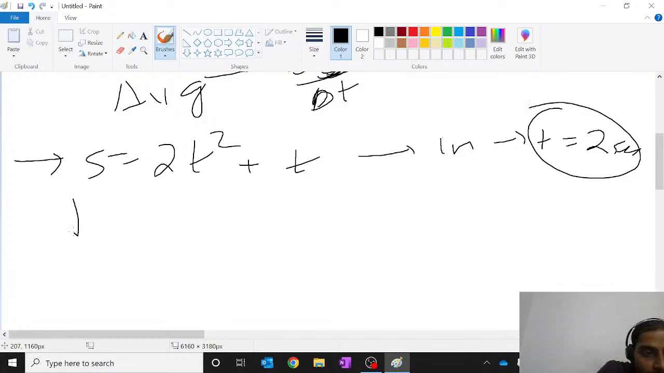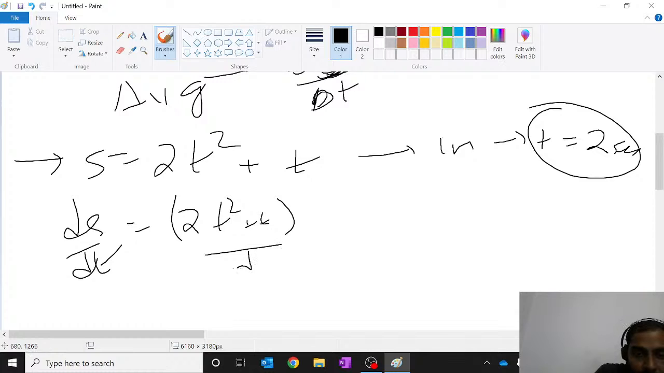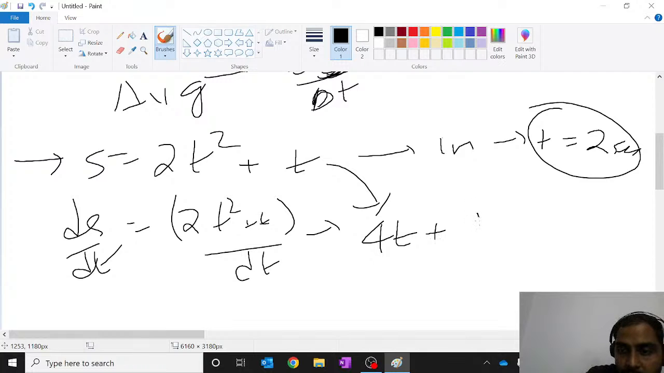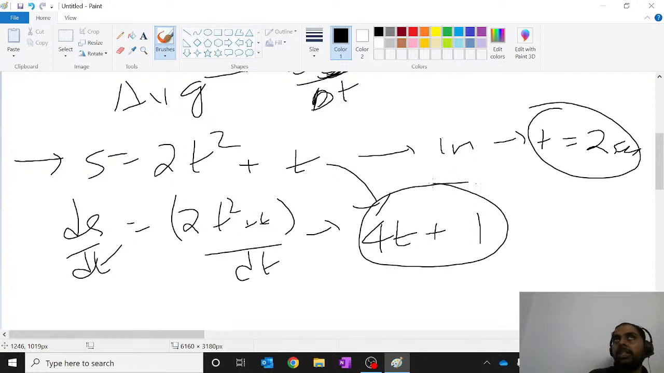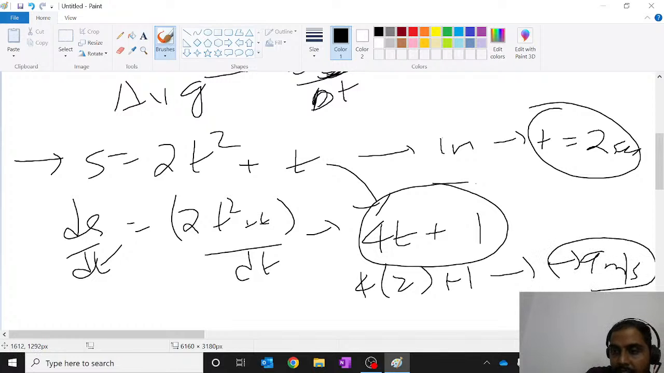Which is nothing but ds by dt, which is the differential of 2t square plus t with respect to t. A simple differential, you already know: this is nothing but 4t plus 1, because 2 into 2 is 4, and the differential of t is 1. At 2 seconds, my instantaneous velocity is 4 into 2 plus 1, which is 8 plus 1. So 9 meters per second is my instantaneous velocity at that instant.